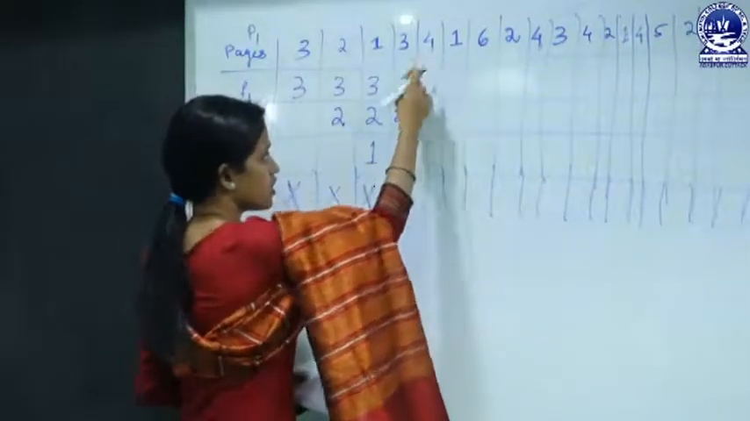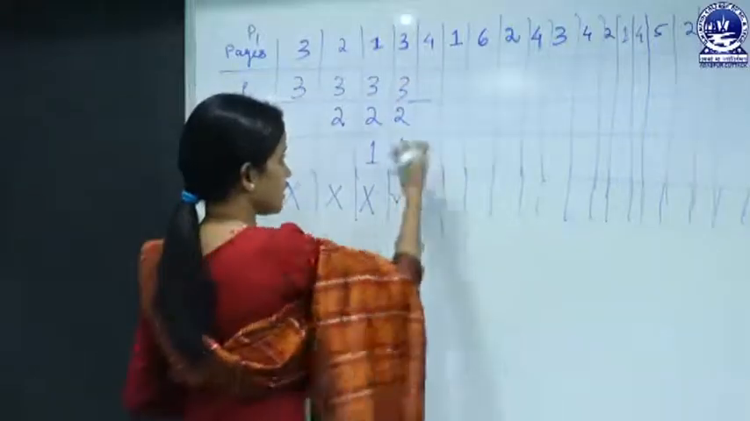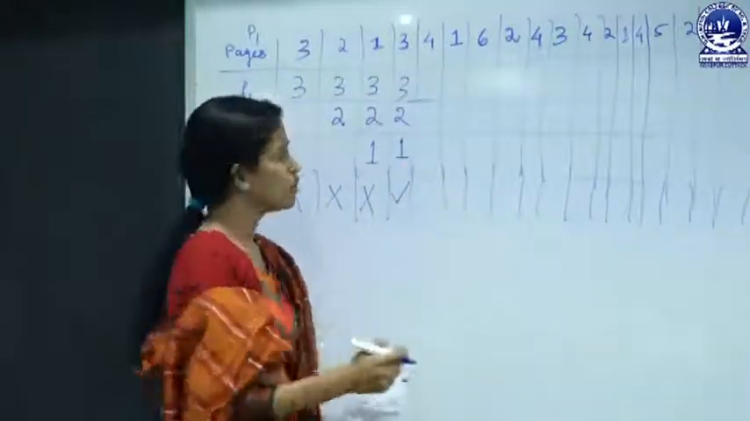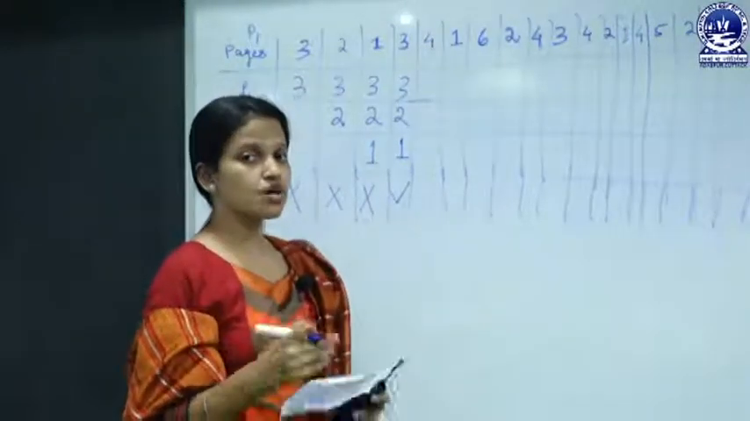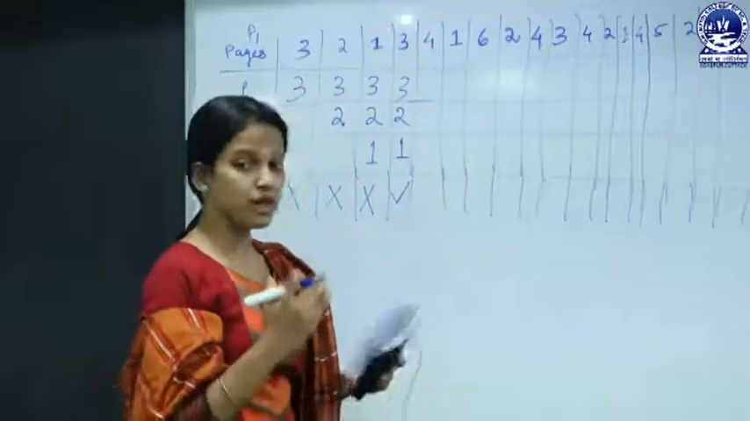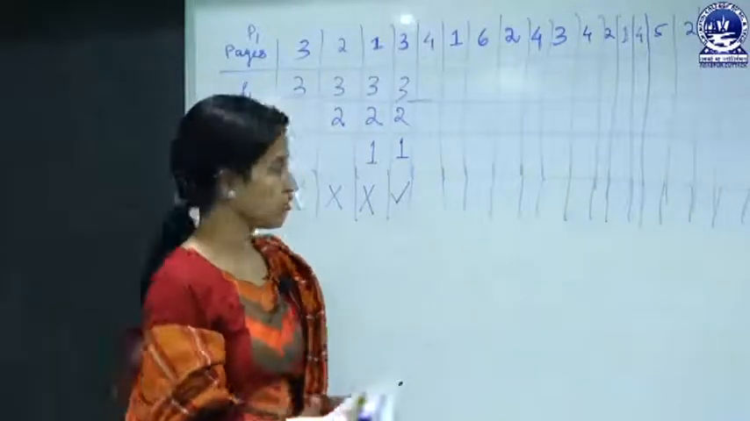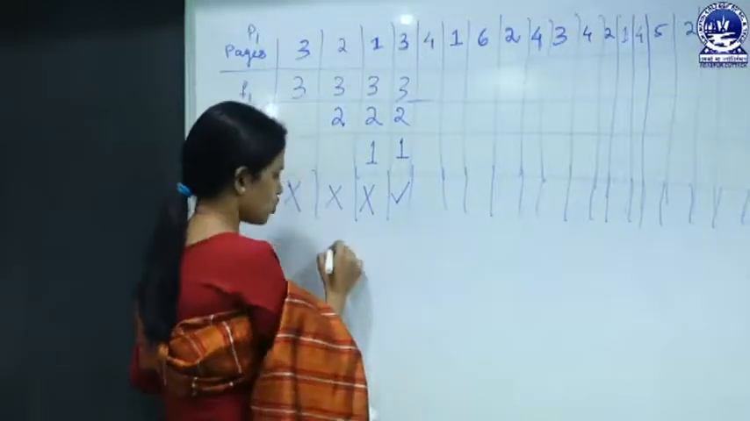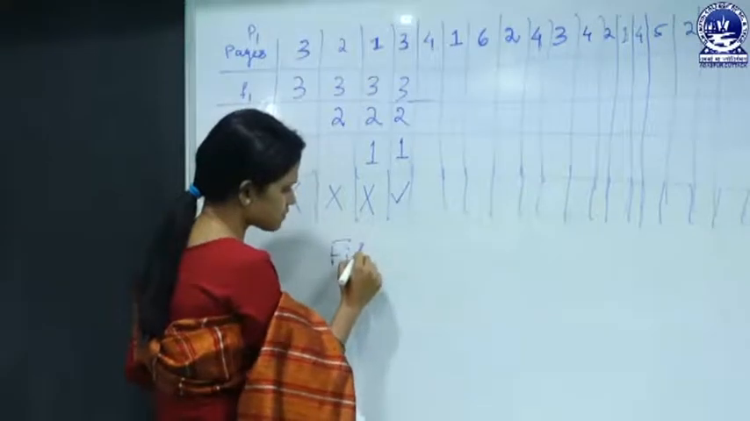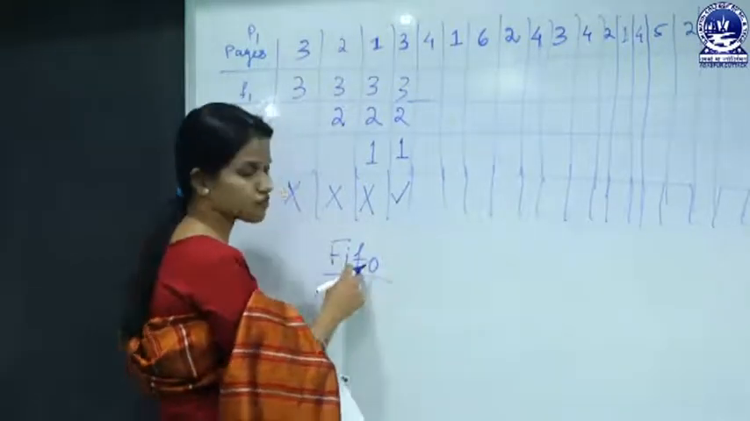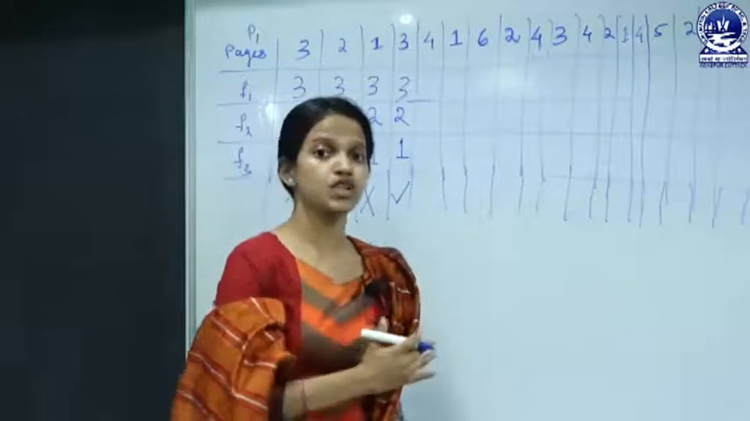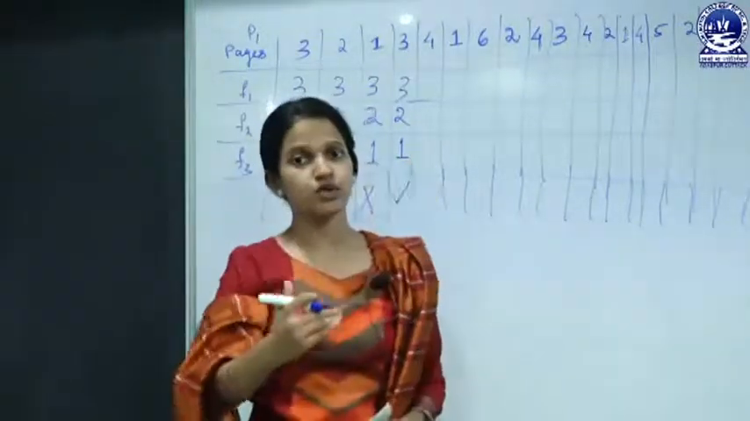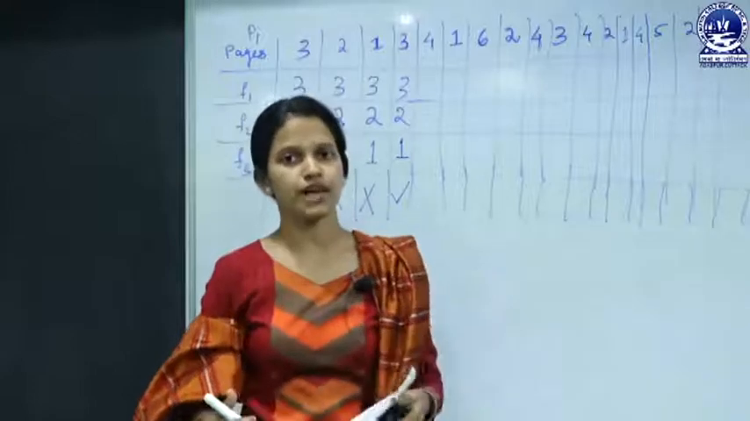Next page is 4. Is 4 in the main memory? No. 3, 2, 1 only. Now it is time to replace a page. So which page has to be replaced? As the name suggests, FIFO, first in, first out. So we have to replace the oldest page, which has been in memory for a long time.